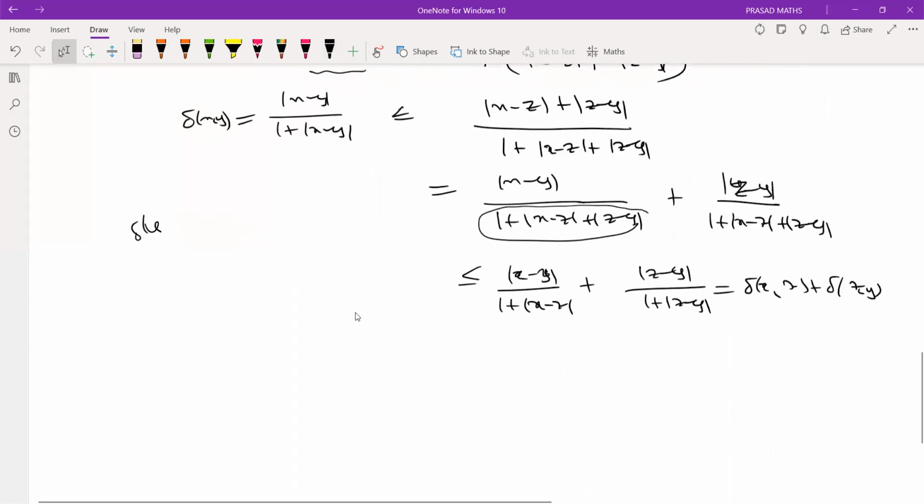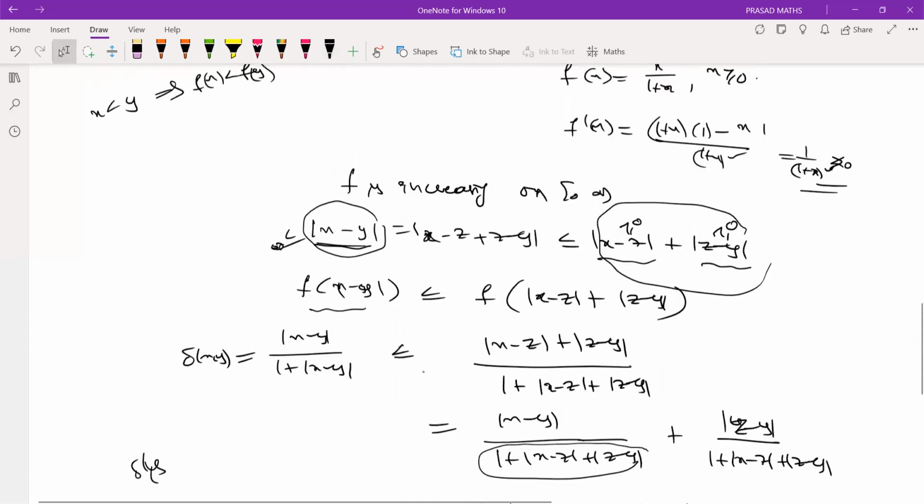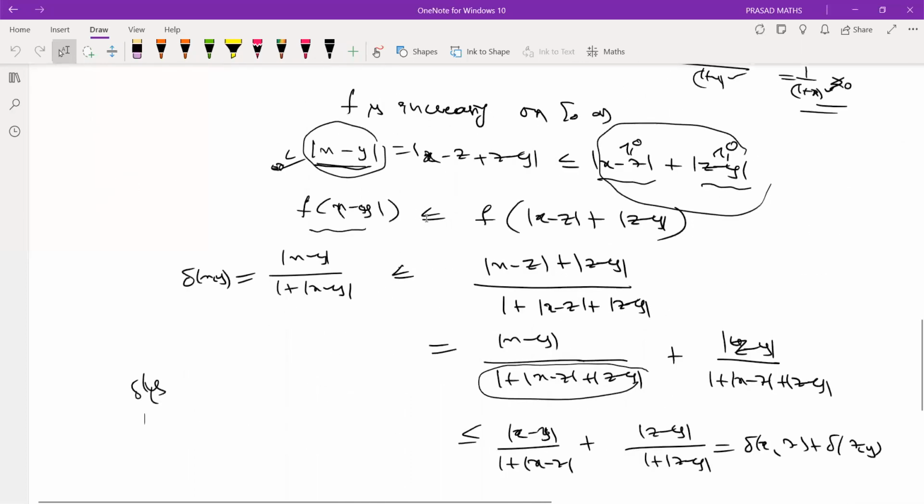Sir, can you explain again? I did not understand. Triangle inequality or something else? From delta of x, y, after f of x minus y, sir. Last step, madam. Triangle inequality. Did you understand? Yes, sir. Last condition, okay.